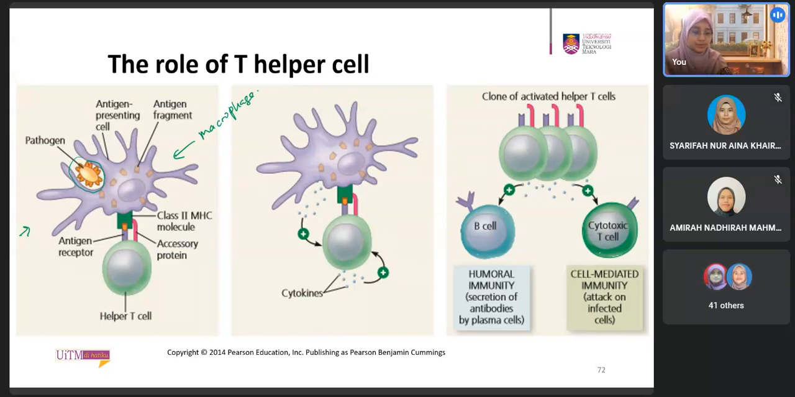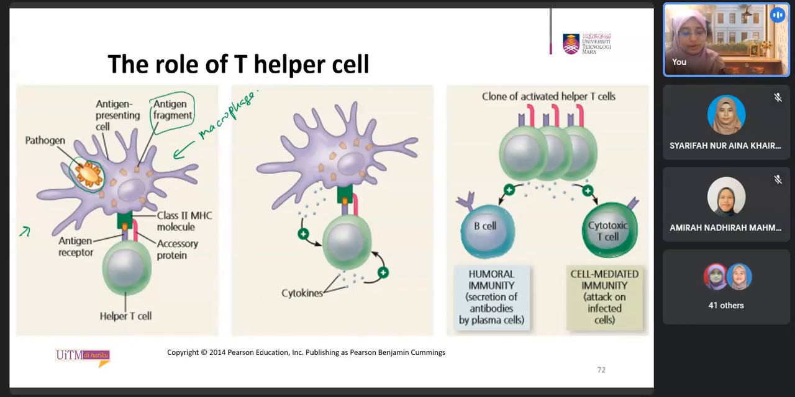or endocytosis. Okay. And then once the pathogen is engulfed, it is surrounded by vesicle. So the vesicle containing the pathogen will fuse with a lysosome. Okay, well, the lysosome contains lysozyme. So the lysozyme will degrade the pathogen into antigen fragments.